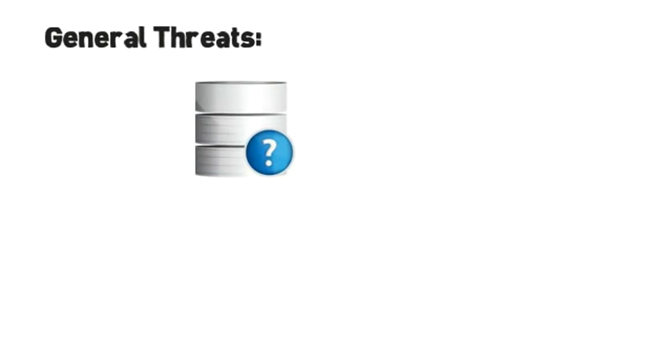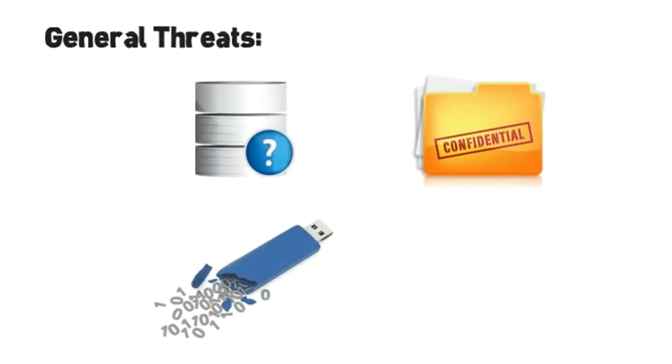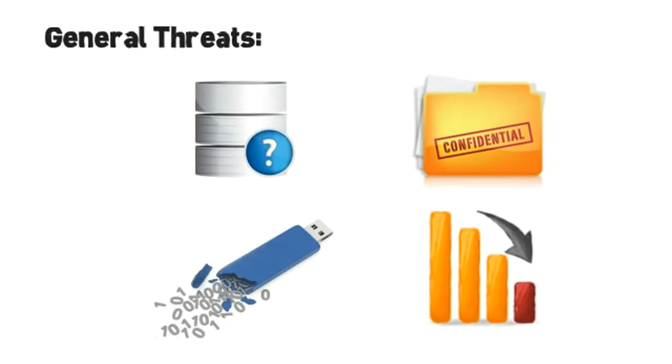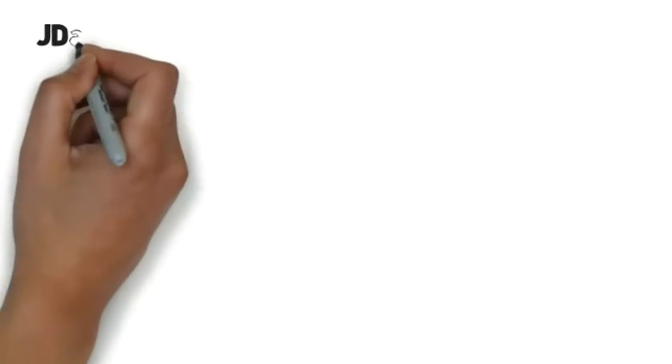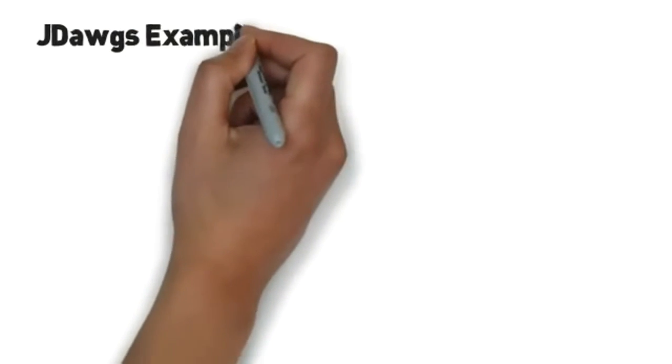J-Dogs could gather inaccurate or invalid master data. Or during the cycle, there could be some unauthorized disclosure of sensitive information. Or maybe they are losing or destroying valuable data. And there could be poor performance throughout the entire cycle. We'll now go over some specific threats of the J-Dogs example.